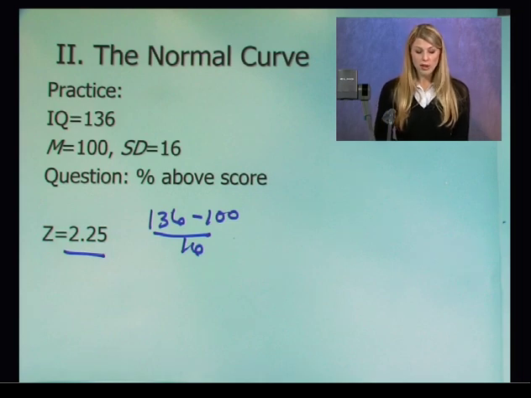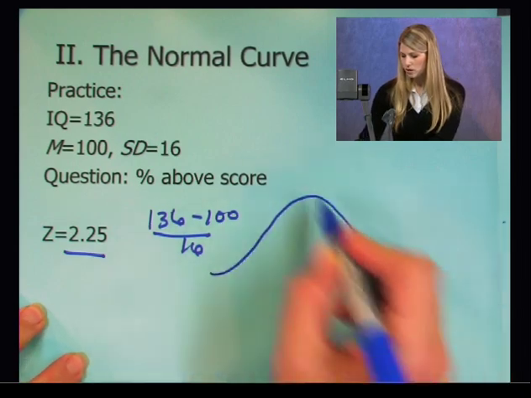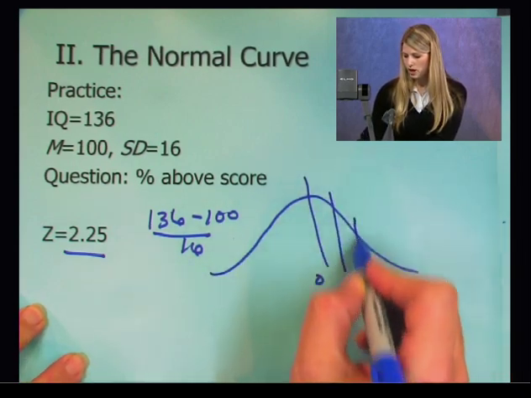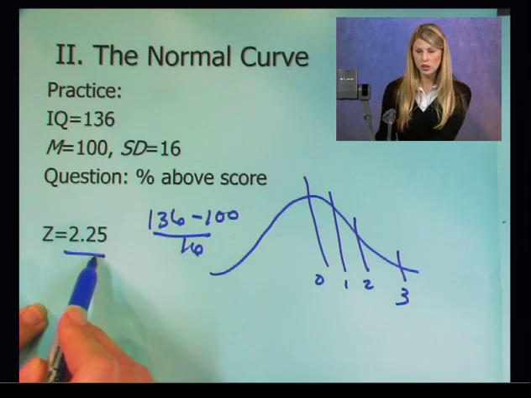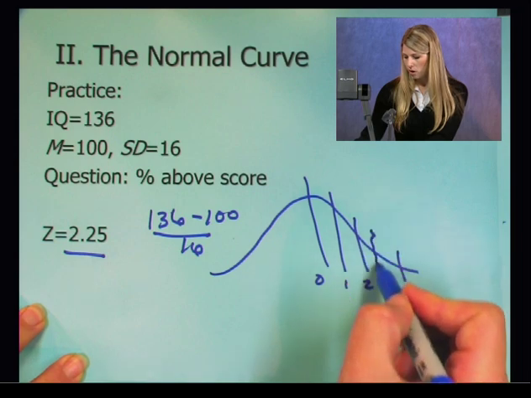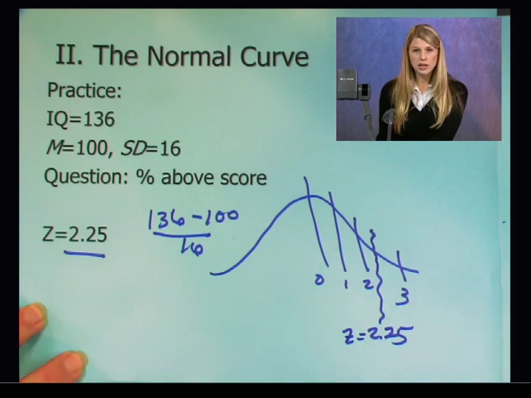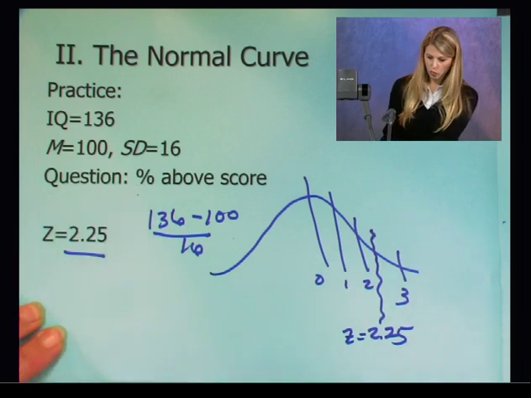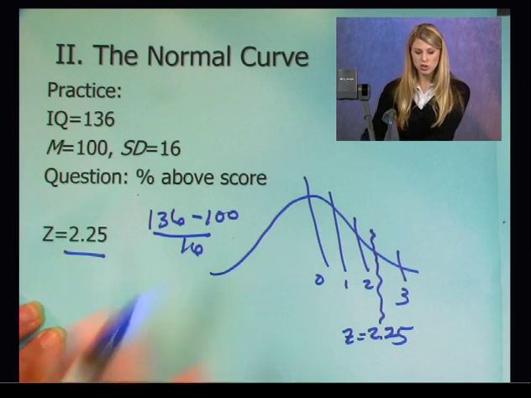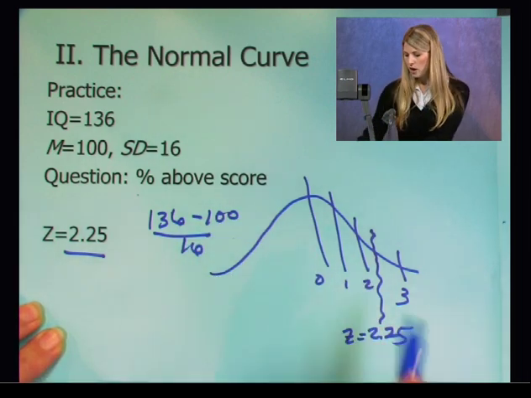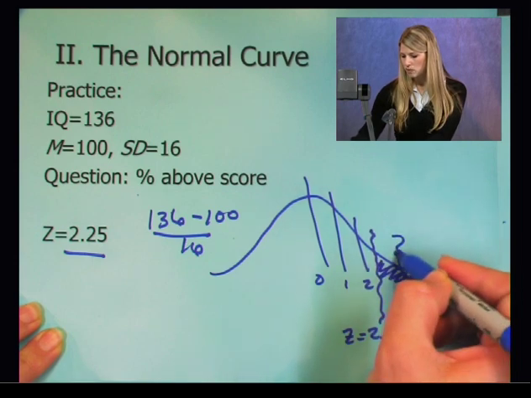Now you need to draw the normal curve and locate where that z-score falls. So you know 0's in the middle, 1, 2, 3, and your z-score of 2.25 is going to fall about here. 2.25 is your z-score. And your question is, what's the percentage of people scoring above this? So remember, after you draw this normal curve, you're going to shade in the area that you want to find the percentage. So this percentage is your question mark.